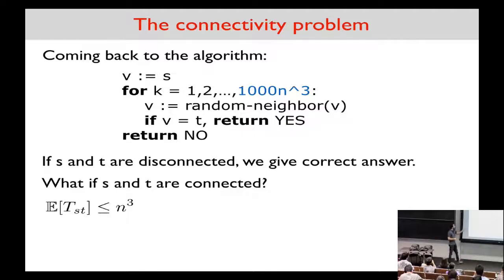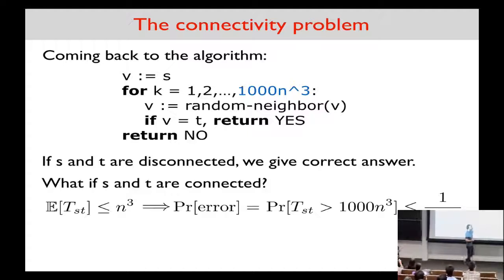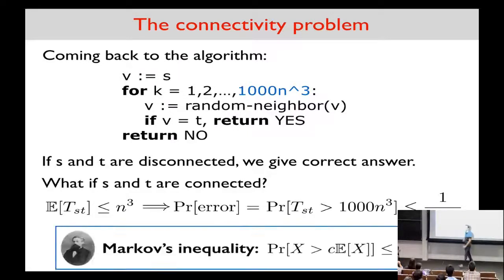Well, we know the expected time from S to T is n cubed. And this actually implies that the probability of error, the probability that the time it takes to get from S to T is more than 1,000 n cubed steps, is upper bounded by 1 over 1,000. Why is this true? That follows from, again, Markov's inequality.